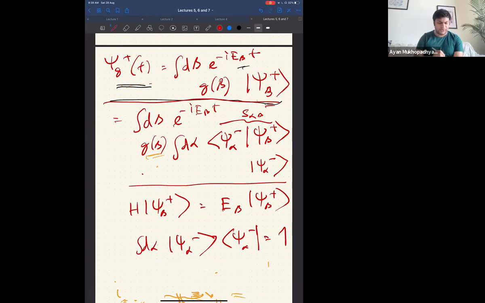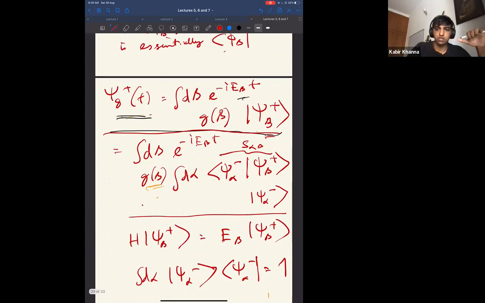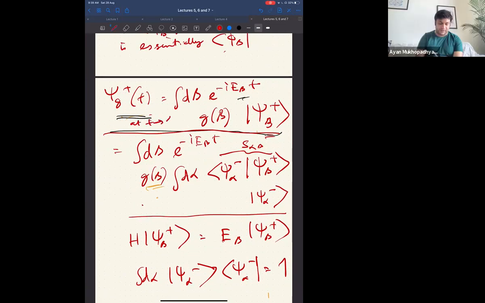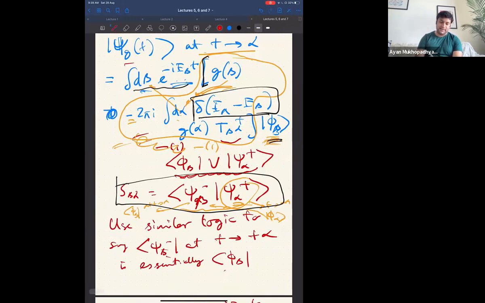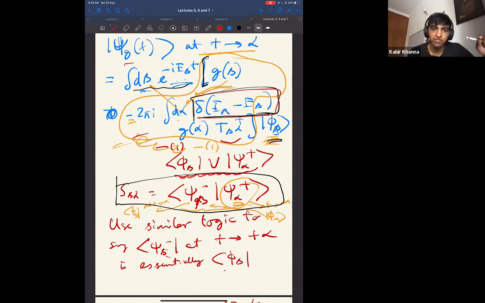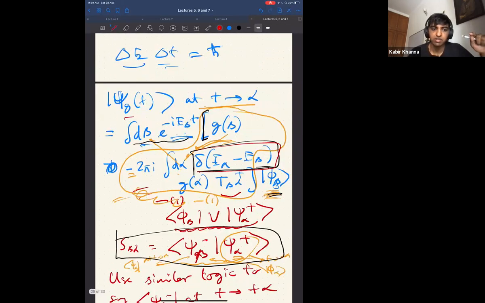Just give me a moment. Yes, sure. I should be very careful here that both of these expressions are true as t goes to infinity. This wave packet expression is only true as t goes to infinity, and here also it is true as t goes to infinity, because otherwise you do not get this delta E alpha minus E beta factor. Anyway, yes, Kabir, what were you asking? That pole we found, e to the power delta E t over h bar.